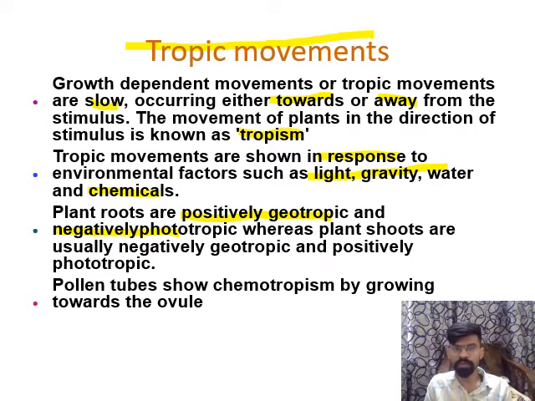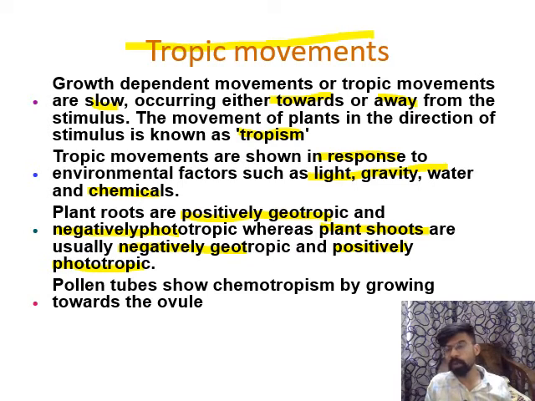So plant roots are positively geotropic and negatively phototropic, whereas plant shoots, shoots meaning stems, are usually negatively geotropic. This means the plant stem will grow upward, away from gravity, and it is mainly positively phototropic. This means it mainly grows towards the light.